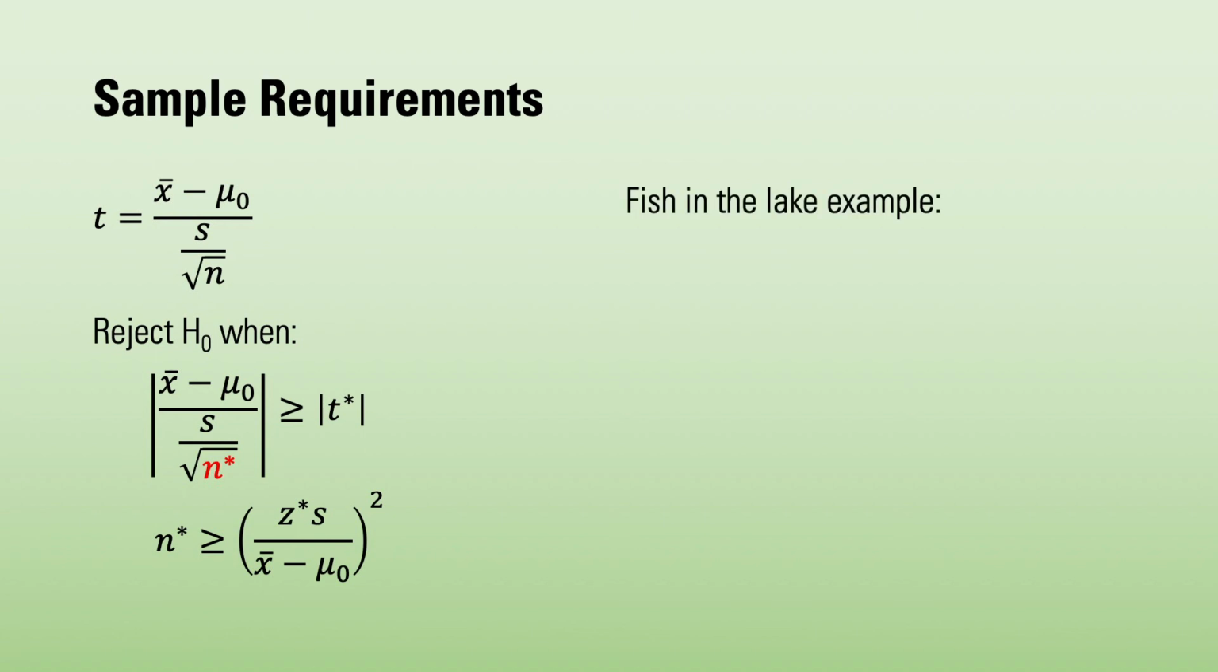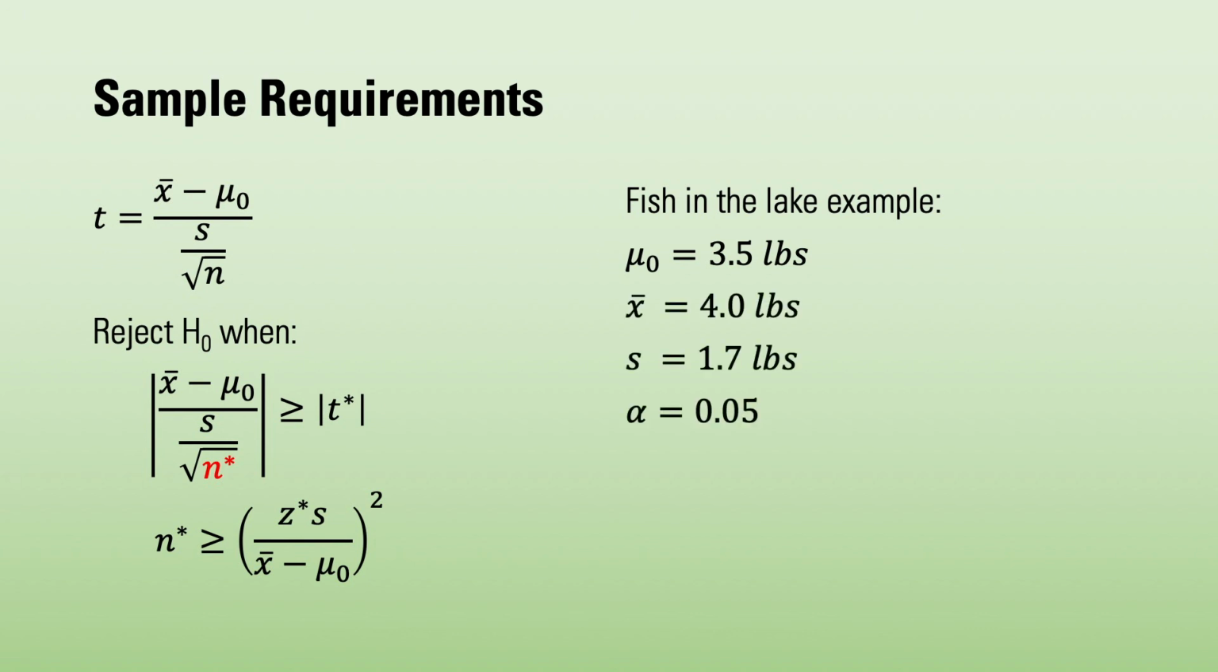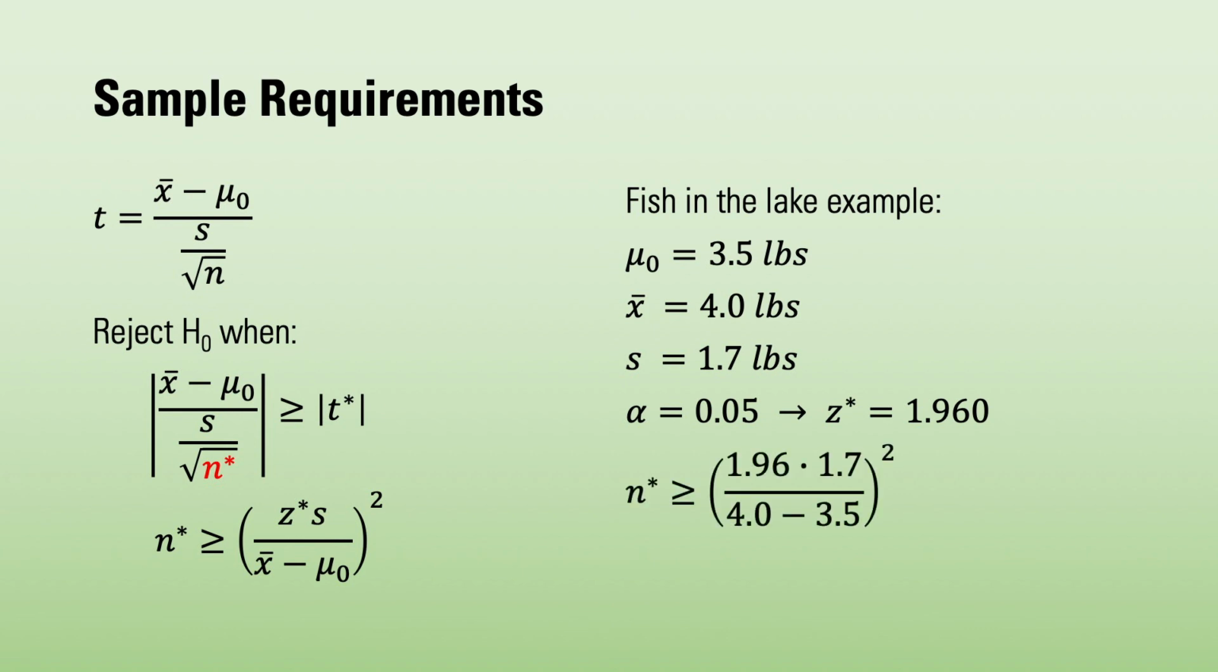Again, let us consider an example on the weight of the fish in the lake. As you may recollect, the hypothesized population mean weight of the fish in the lake is 3.5 pounds, whereas we assume the sample statistics on mean weight and related standard deviation to be 4 pounds and 1.7 pounds, respectively. Also, let us keep the significance level alpha at 0.05, with an associated critical score of 1.96 for a two-tailed test. If you now plug the numbers into the inequality shown in the bottom left-hand side of the screen, we obtain a minimum sample size requirement of 45 fish in order to have a reasonable shot at rejecting the null hypothesis.